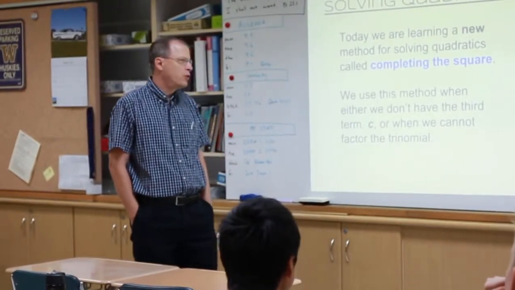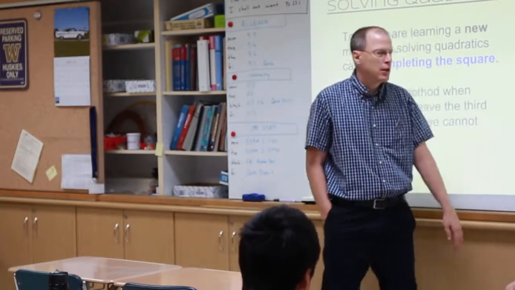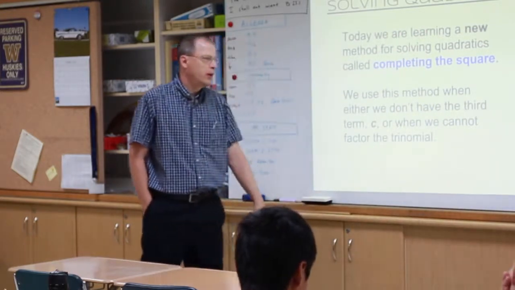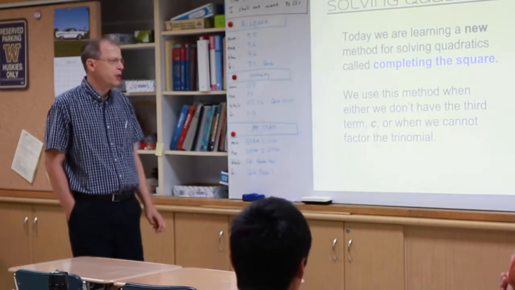This is our quadratic, and we're going to use this method when we don't have the third term, when we don't have c. If c is missing, we're going to use this method, or if c is the wrong number. Okay, I'll show you what I mean by that.